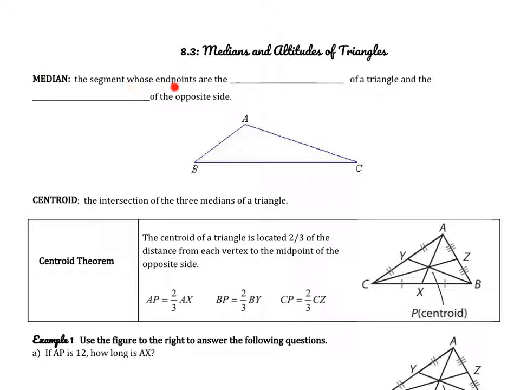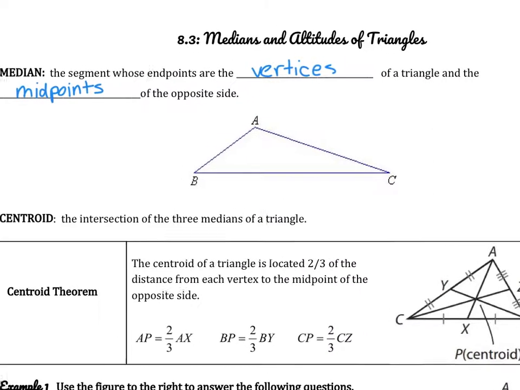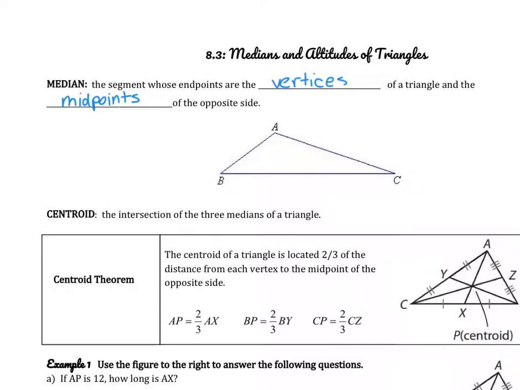It's the segment whose endpoints are the vertices of a triangle and the midpoint of the opposite sides. So let's see if we can draw a median in this triangle ABC. So let's draw the median of angle A.